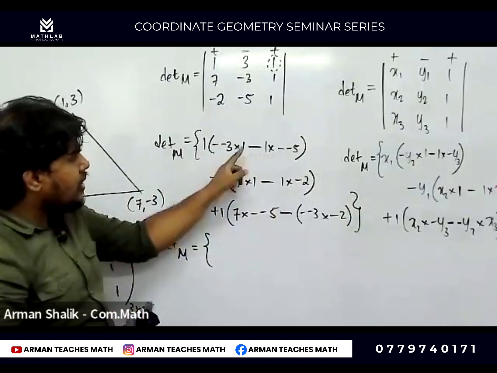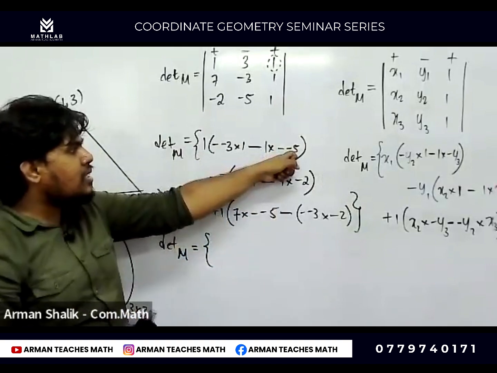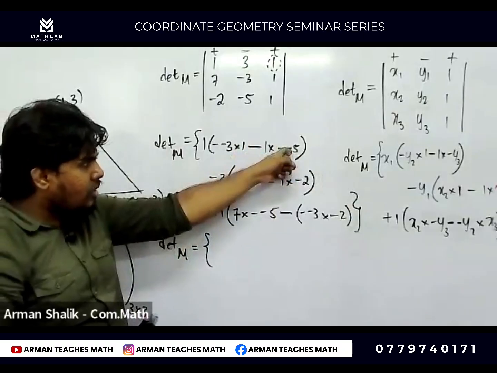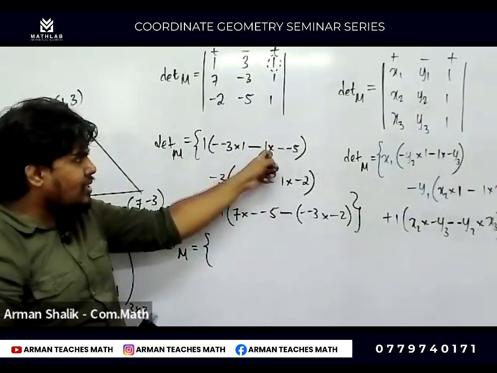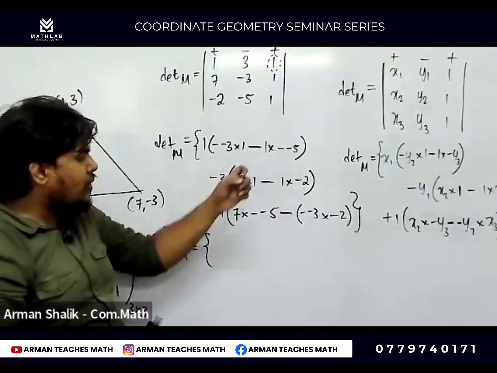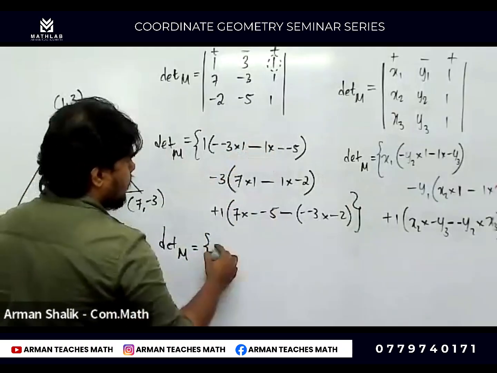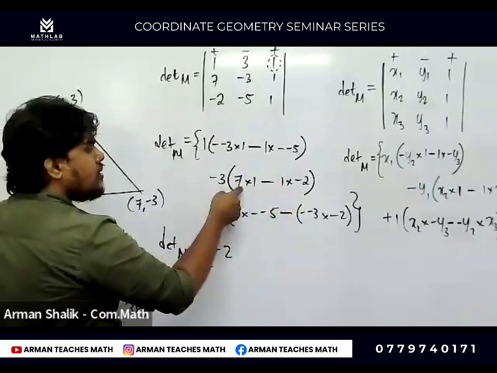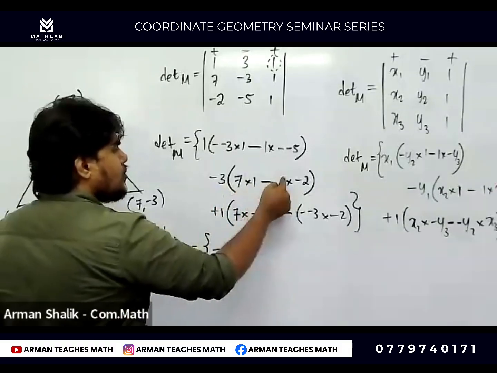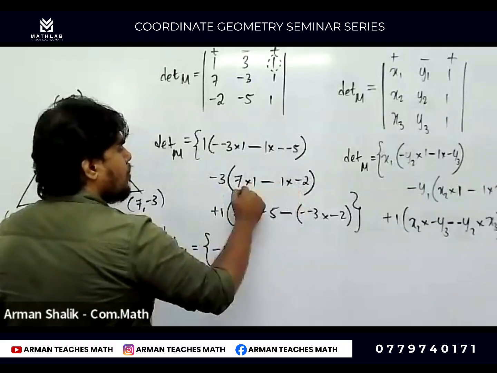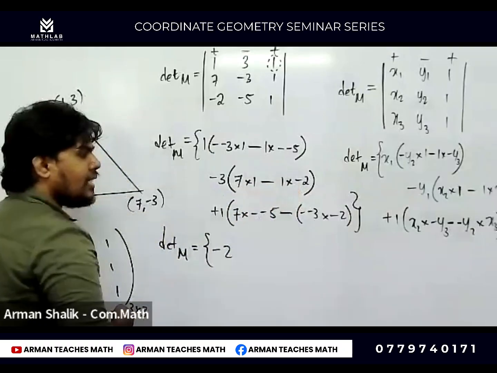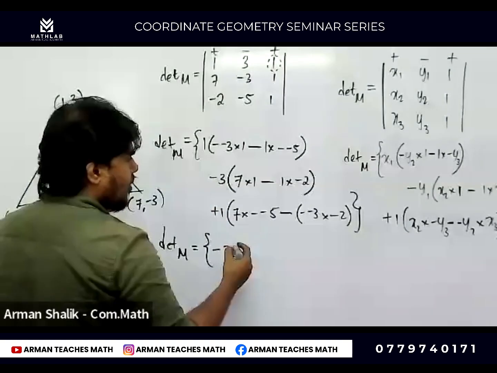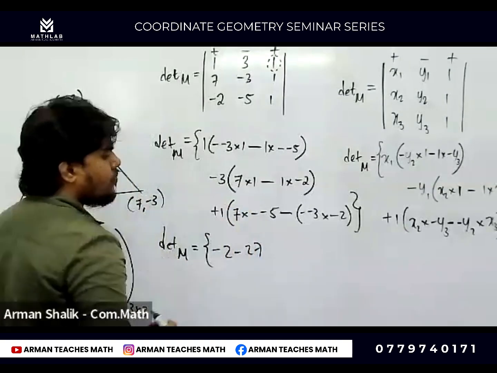Minus into minus plus, plus 3, minus minus plus, plus 5, plus 3 into here, this is plus 5. Plus 5 into minus 1 is minus 5, plus 3 minus 5 is minus 2. How about this? 7 into 1 is 7, minus 1 into minus 2 is plus 2, plus 7 plus 2 is plus 9, plus 9 times minus 3 is minus 27.